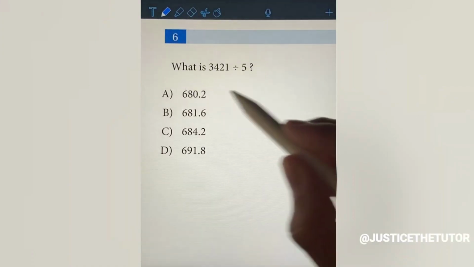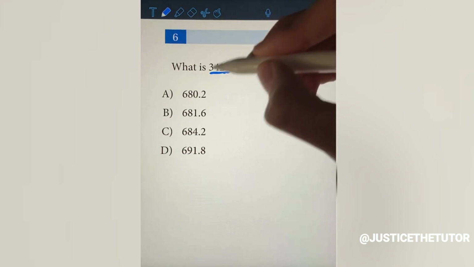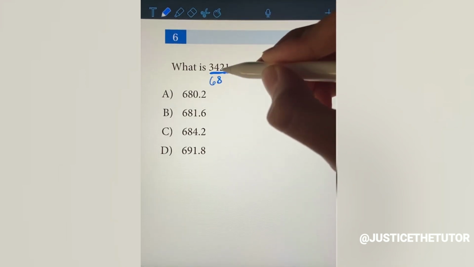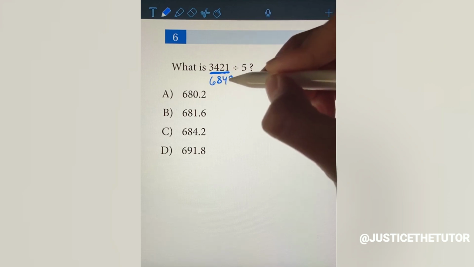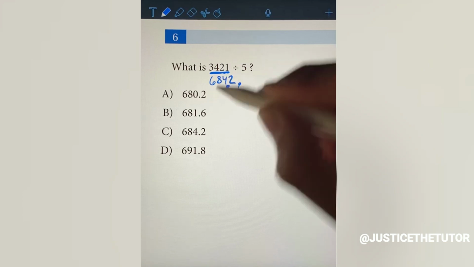This is how you divide any number by 5 without using a calculator. So the first thing you want to do is double the number that they give you, and the easiest way to do that is just to double each digit. So 3 times 2 is 6, 4 times 2 is 8, 2 times 2 is 4, and 1 times 2 is 2. Okay, then you want to grab the decimal and move it over 1 point, and that's your answer.